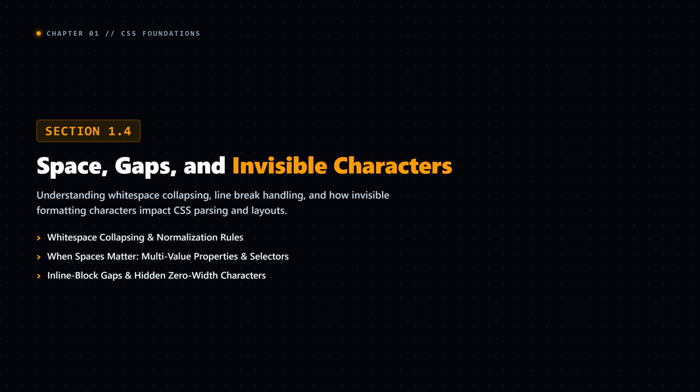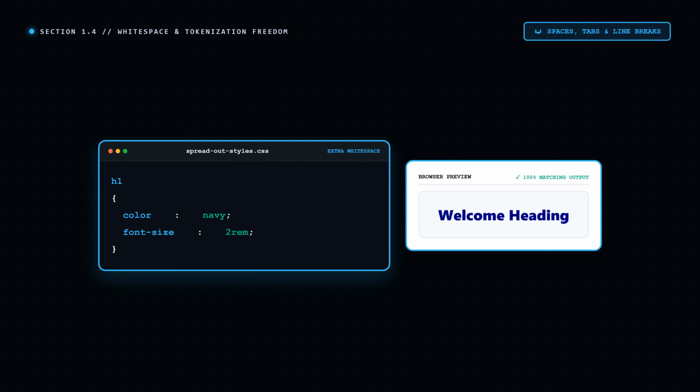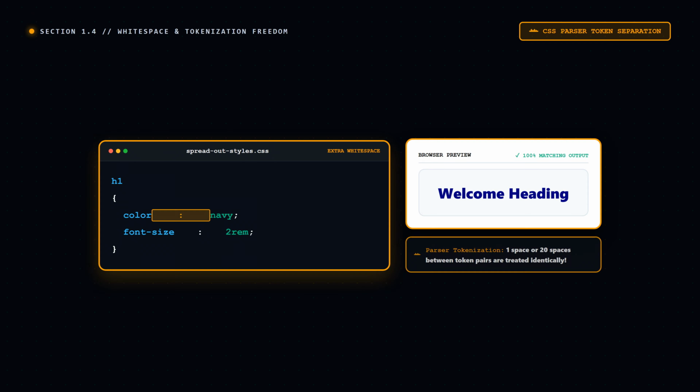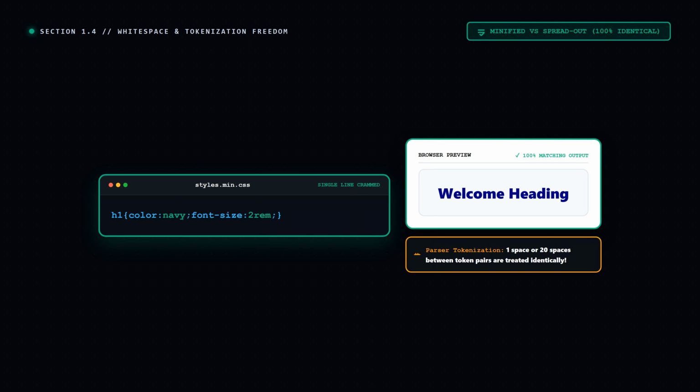Section 1.4. Space, gaps, and invisible characters. Let's talk about something you can't see but absolutely have to understand: whitespace. In CSS, whitespace refers to spaces, tabs, and line breaks. For the most part, the CSS parser treats all of these the same, as a separation between tokens. Whether you put 1 space or 20 spaces between the property name color, followed by a colon and the value navy, the browser sees exactly the same thing.